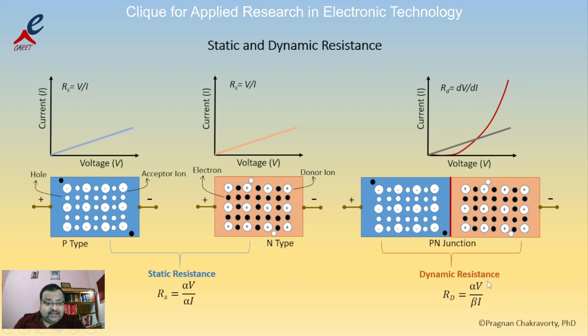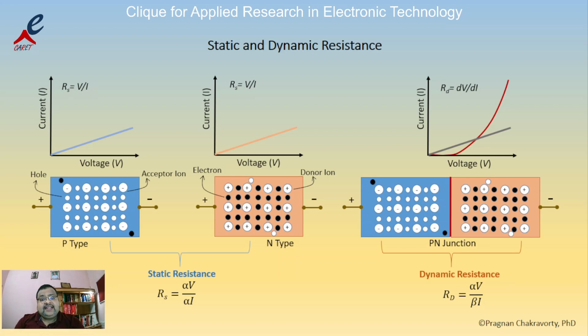We can also define a large signal resistance, which is just V by I. And here, similarly, we can see that if we try to change the voltage by alpha, the current now changes by beta instead of alpha, and this change actually gives a change in RD. It no longer remains constant now because alpha and beta are not equal to each other. So we get a dynamic resistance.